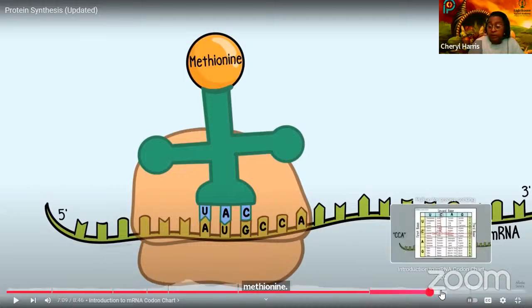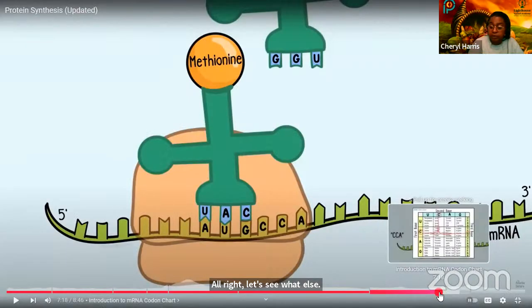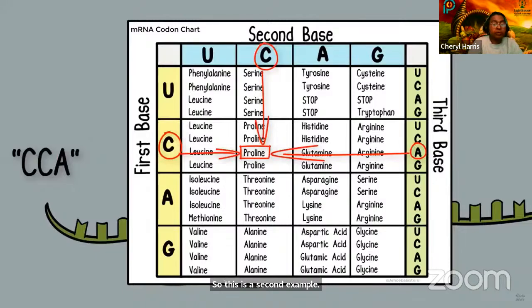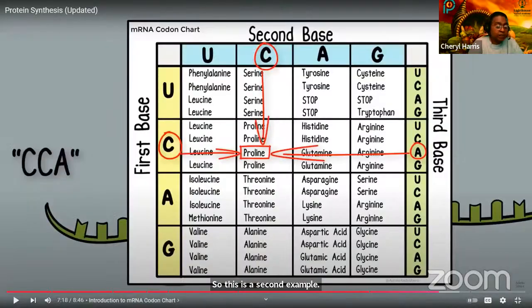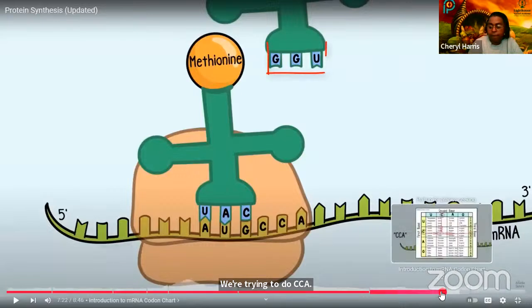All right, let's see what else. They gave you a second example. Right here, I'm going to stop. This is a second example. The complementary tRNA has the anticodon. I wanted to stay here because it draws it out for you. The second one, we're trying to do CCA.